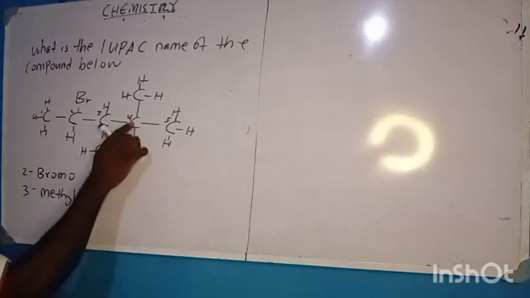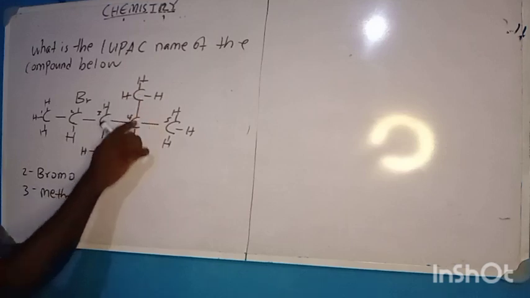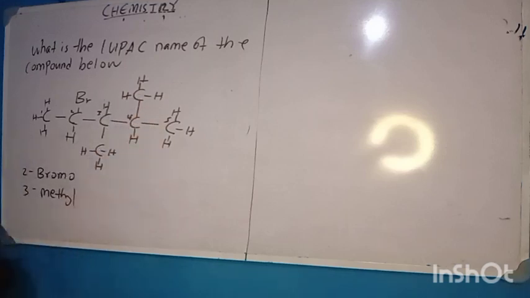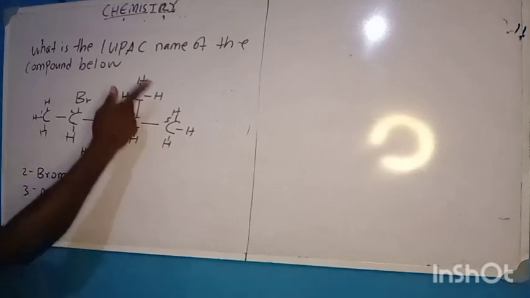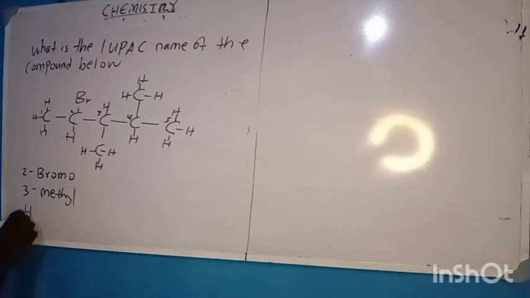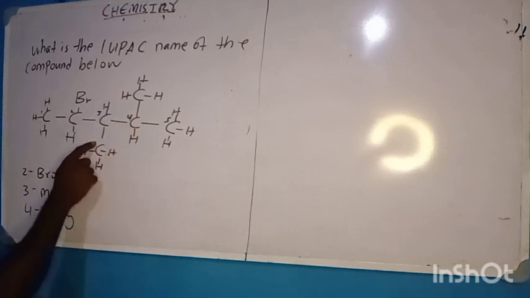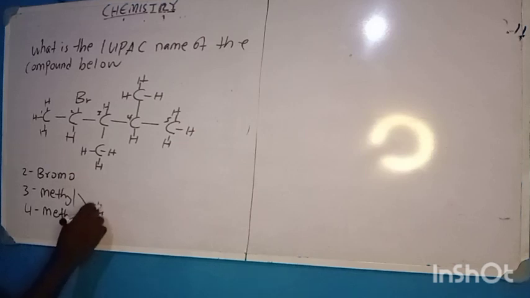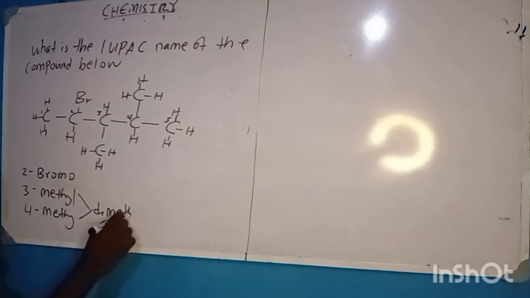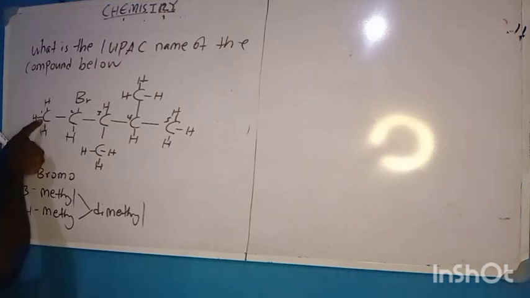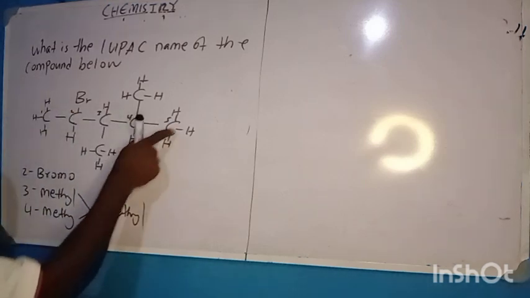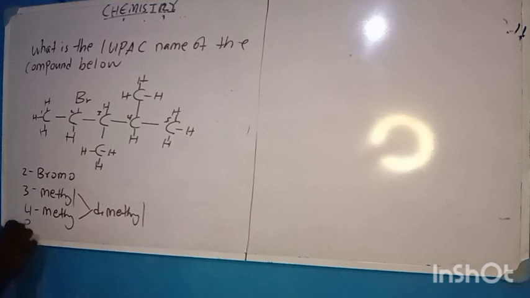And then the second alkyl is found on the 4th carbon atom, and it still contains 1 carbon atom. So that is 4-methyl. So how many methyl do we find here? We have found 2 methyl, 1 at the 3rd carbon atom, 1 at the 4th carbon atom. So the 2 of them, we'll call them di, right? So we'll call them dimethyl. And then the main chain has how many carbon atoms? 1, 2, 3, 4, 5. That is pent, right? So we have pent.